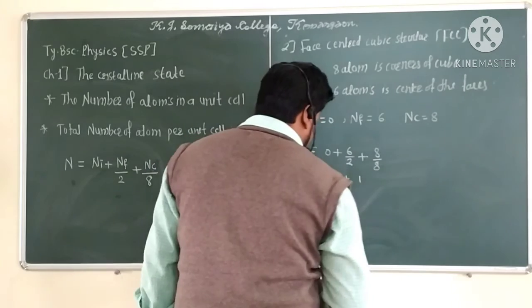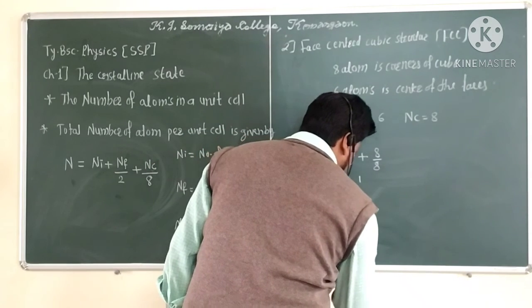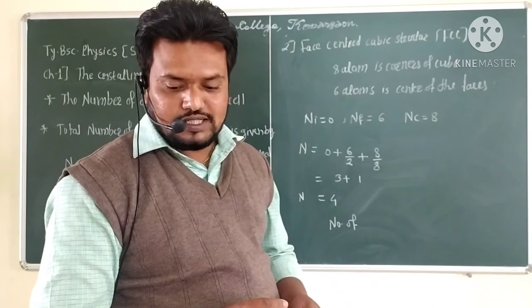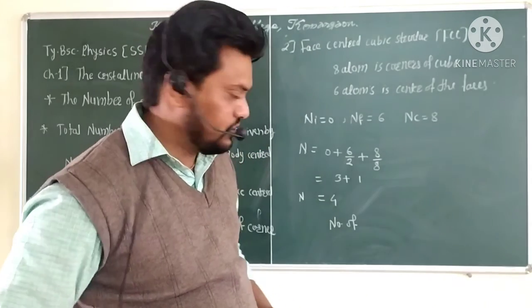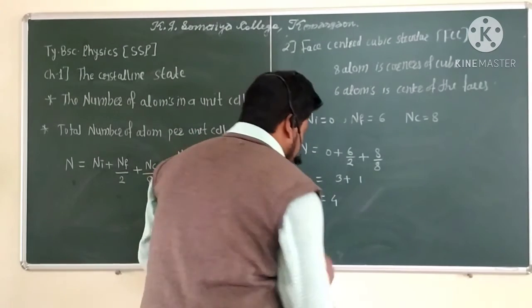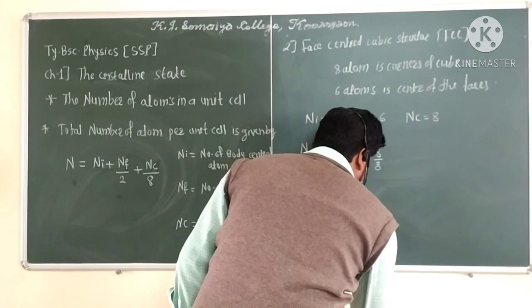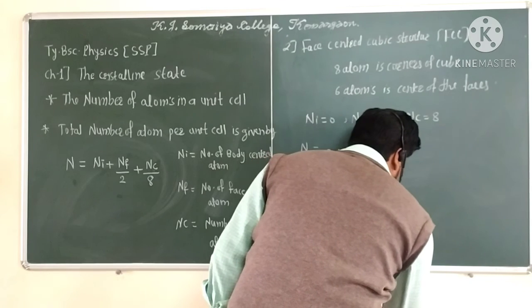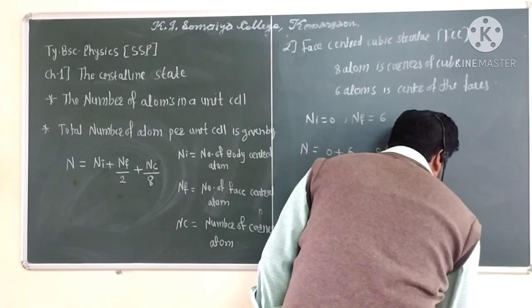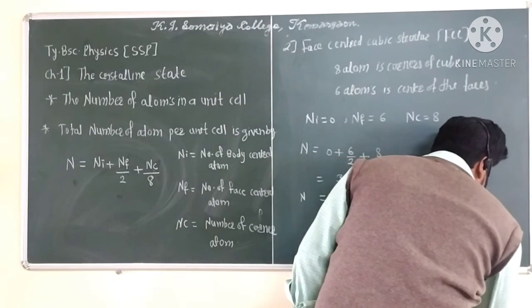So the number of atoms in a unit cell in such a crystal is 4. There are 4 atoms in each cell.